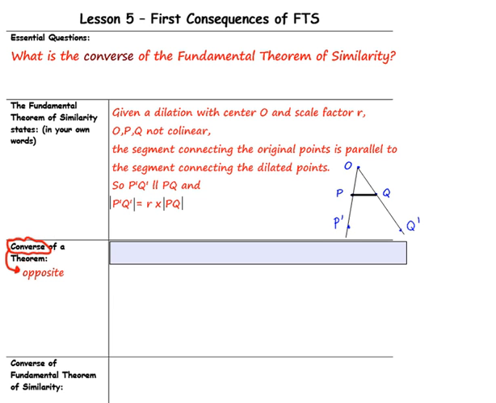And the theorem states that the segment connecting the original points will be parallel to the segment connecting the dilated points. So we have P prime Q prime is parallel to PQ, and the length of P prime Q prime is equal to the scale factor times the length of PQ.